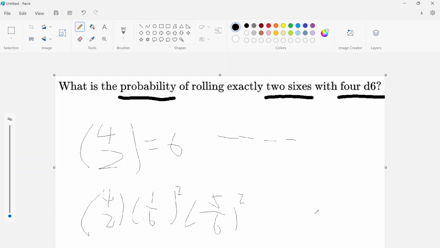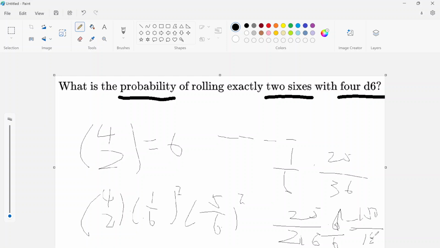And then we can just multiply this out, and we get 6 times 1/36 times 25/36, which is 25 over 216. And then if we multiply this by 6 over 6, we get the same answer, which is 150 over 1296.